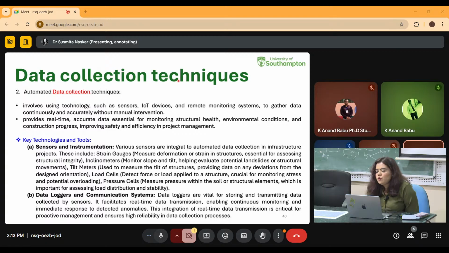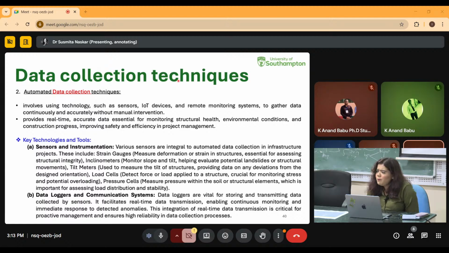So this allows us to obtain real-time data. It also gives us reliable information on structural health, environmental conditions, and even construction progress, which in turn improves safety, efficiency, and proactive project management. So basically these are the main advantages when we move from manual data collection to automated data collection, right? And when we do that, there are certain tools and techniques for how we do it.